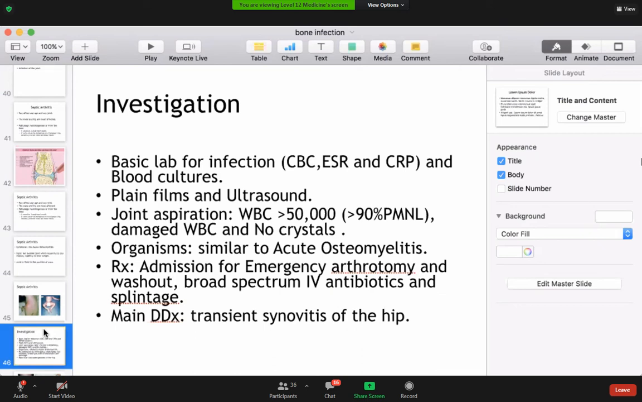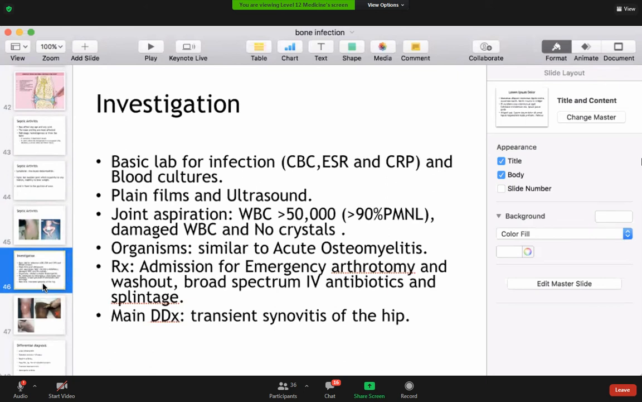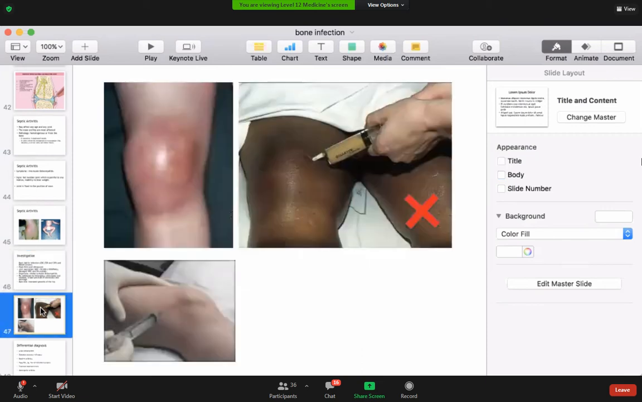And splinting the joint is very important because sometimes septic arthritis and joint effusion can cause instability. Main differential diagnosis, especially in pediatrics, is transient synovitis. The only difference between them, transient synovitis will respond to NSAID and will improve within 24 hours.